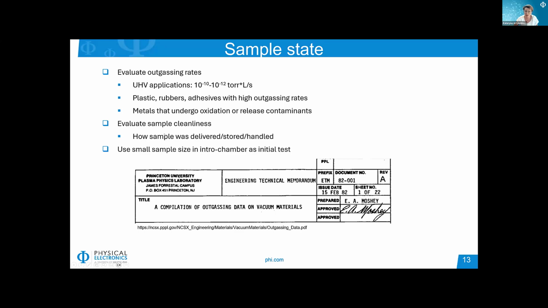If you have a sample that you're not sure about, that is borderline, for example, in outgassing rates, you can always load it into the intro chamber and see how the pressure behaves. You know your instruments, you know how fast it takes for your samples to pump down. That is a good test to do. But of course, definitely check the data first.